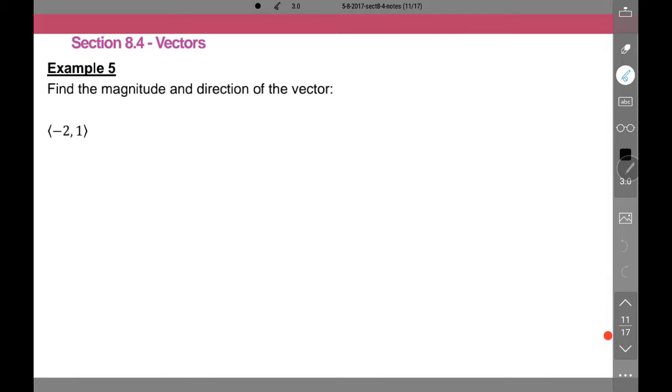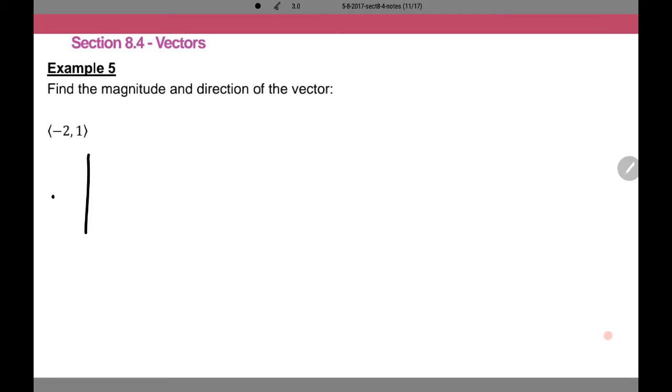Alright, so again, some of these we have to think about a little bit more than others. This one, -2, 1, is in the second quadrant. So if we want, we can sketch this out. 0, 0 is kind of the starting point for the vector. Over 2, up 1 is the end point for the vector. So when we find our angle, we'll need to know this a little bit.